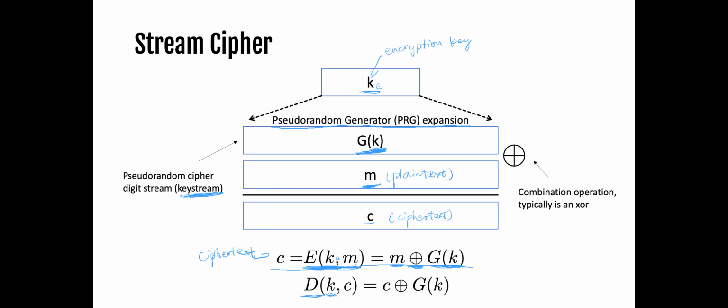And this is the decryption key. Although in this case, KE is equal to KD, right? Because this is a symmetric crypto.